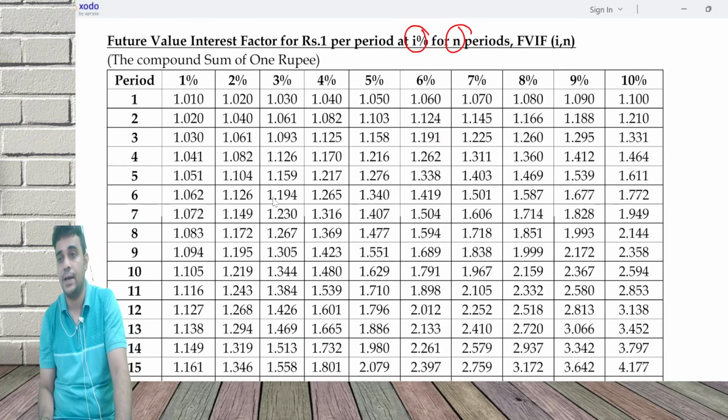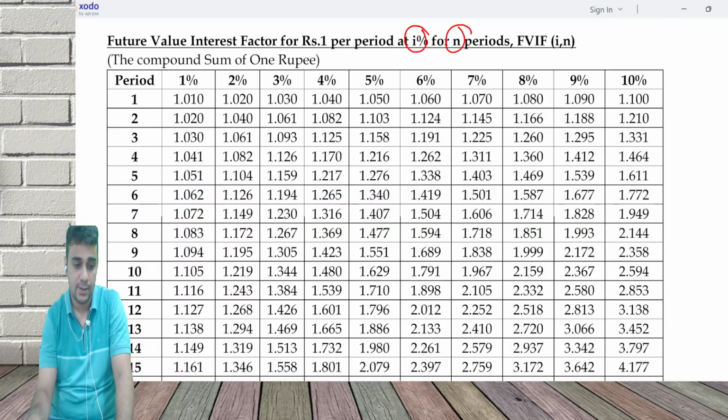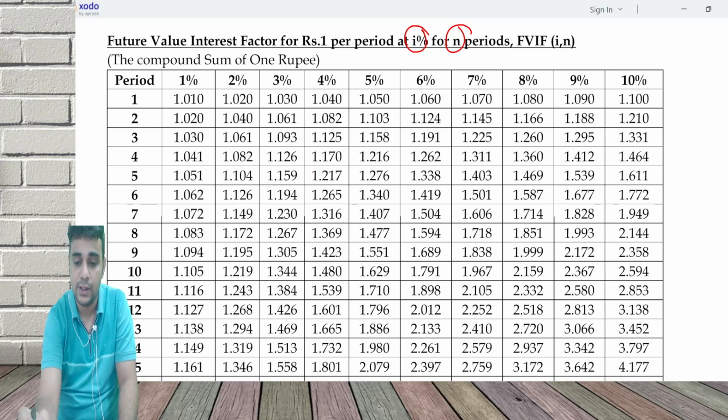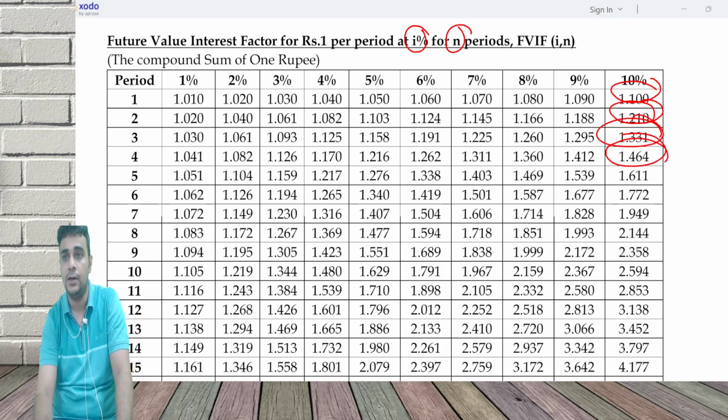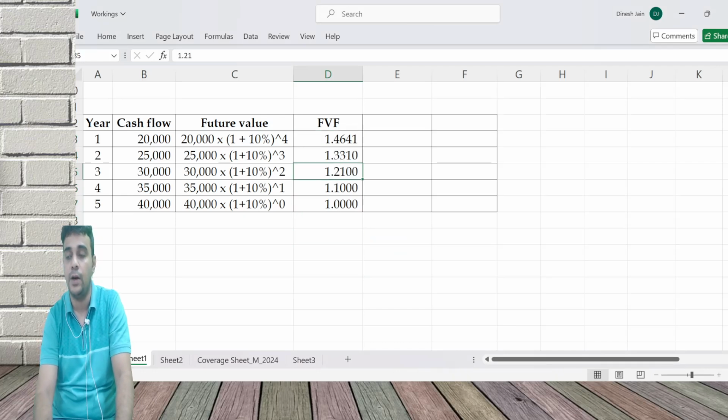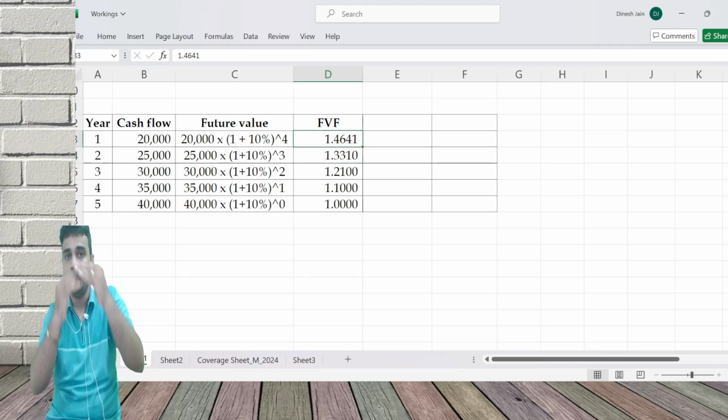What's the rate of interest I had? 10%. Here I have the factors, you see. First year factor, second year factor, third year factor, fourth year factor, which is what I've written: 1.1, 1.21, 1.331, 1.4641. I've written it in the reverse order.